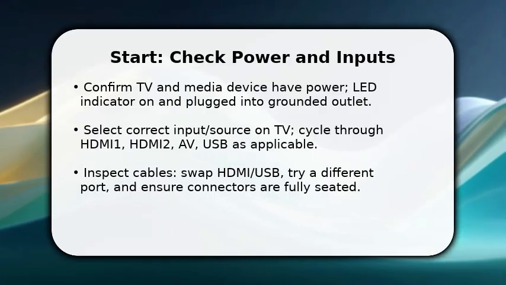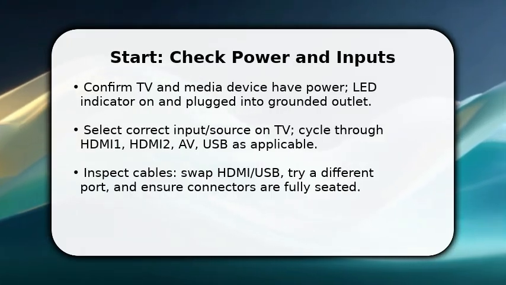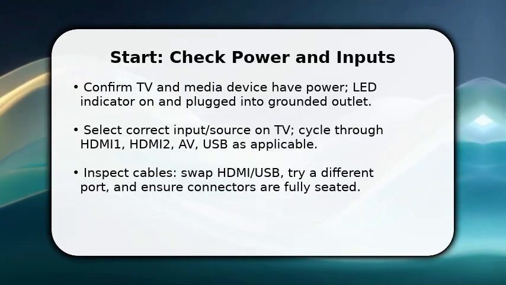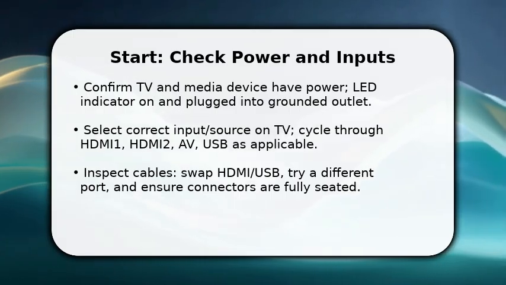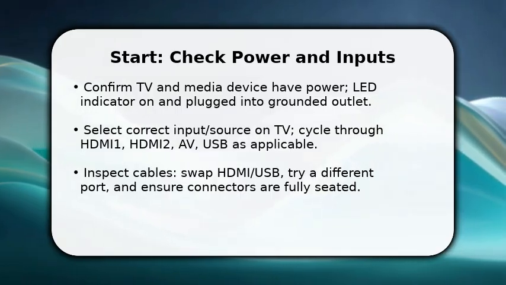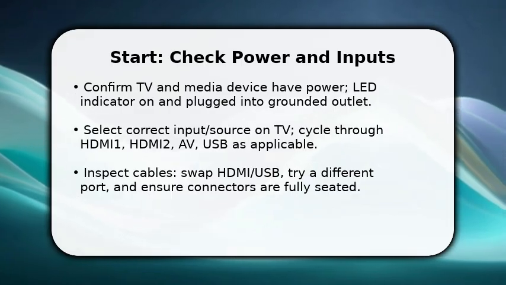You begin by eliminating the simplest failures fast. First, confirm both the TV and the media device are powered and their LEDs show activity. Make sure wall outlets and power strips work. Once done, use the TV remote to select the exact input. Cycle HDMI 1, HDMI 2, AV, or USB since a wrong source looks like no device.